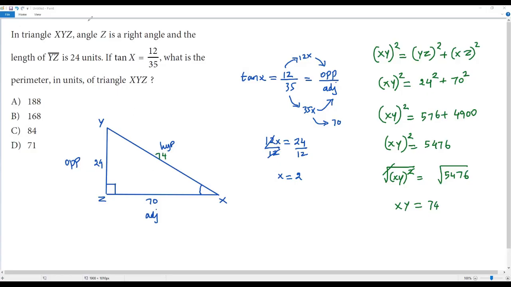Now we have the lengths of all the three sides of this triangle. Now to get the perimeter, we have to add the lengths of all the three sides, that is 24 plus 74 plus 70. When I add all these three numbers, I am getting 168. Here I got the perimeter of the triangle, that is 168 units. We find 168 in answer choice B. The correct answer choice for this question is B.